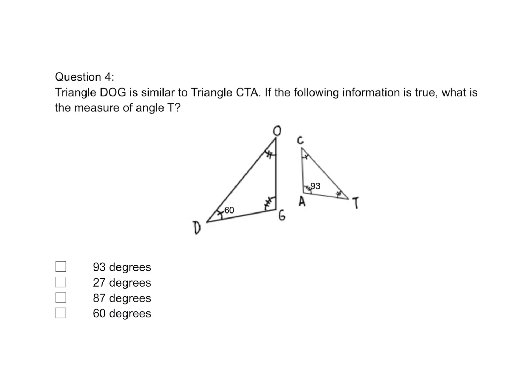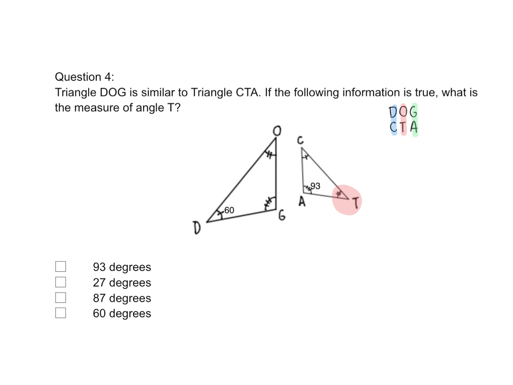For question 4, we're told that triangle DOG is similar to triangle CTA. If the following information is true, what is the measure of angle T? So we're trying to solve for this angle measure here. To start off, we're going to figure out which angles are congruent by stacking our letters to find those corresponding angle locations. So from this, we find out that D corresponds with C, O corresponds to T, and G goes with A. So these pairs are congruent to one another.